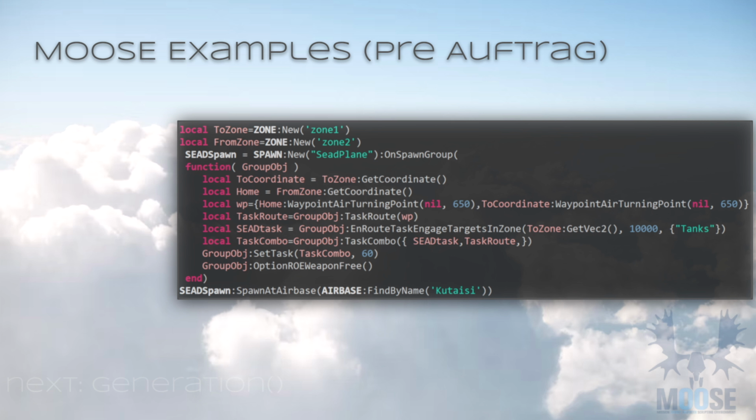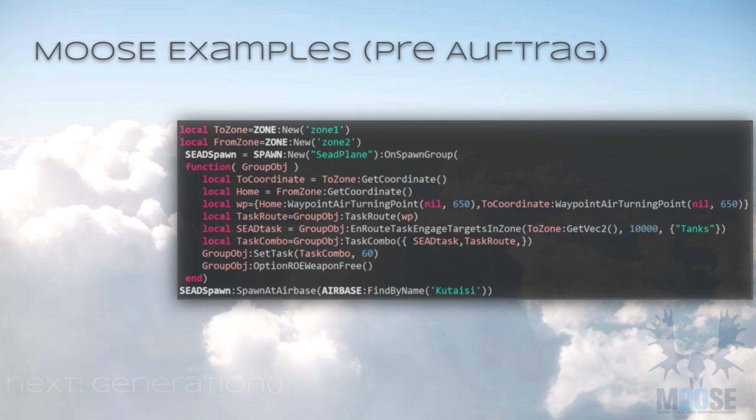In the next line, we're going to create a task combo. This is just a word that's also used in the mission file, you'll see it, but the task combo combines the route and the CAS task that we've just created, the en route task engage zone. And we create that as a task combo, and then we set that task to the AI, and it will be delayed for 60 seconds while the aircraft takes off.